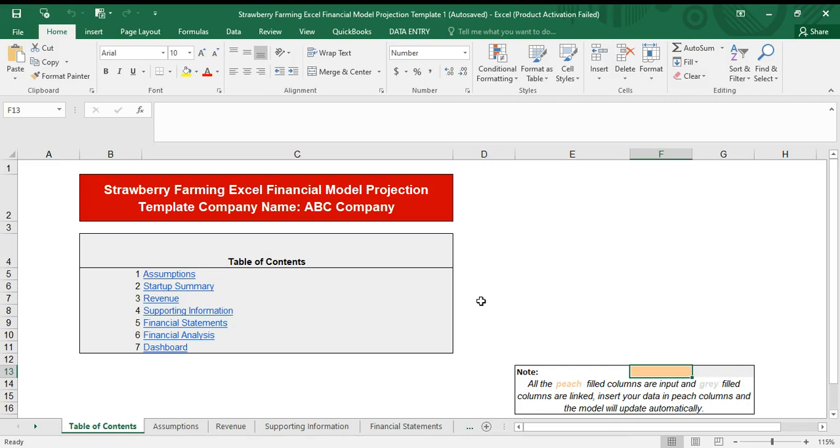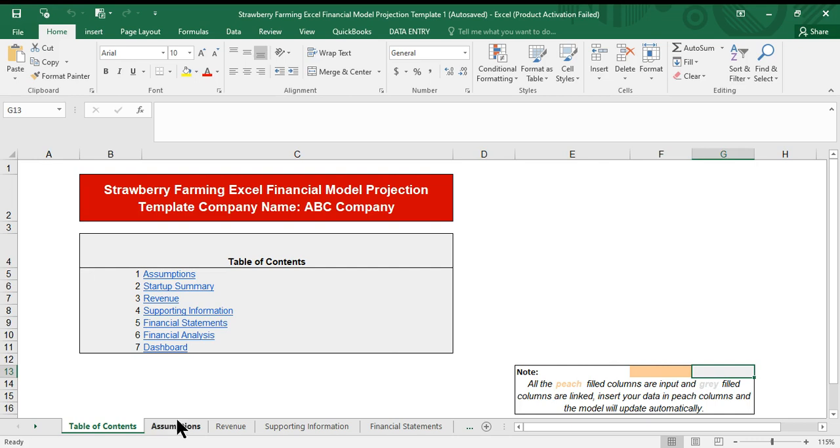Today we are evaluating strawberry farming Excel financial model. We are going to evaluate this model using these seven sheets. Please note that the white cells in this model represent the input cells, whereas the gray cells represent the linked cells.